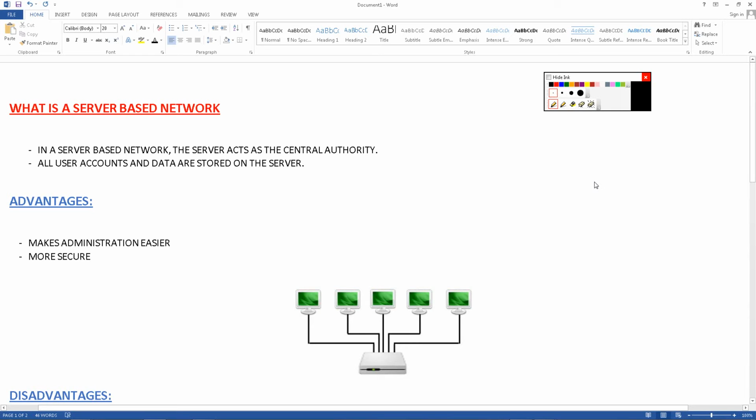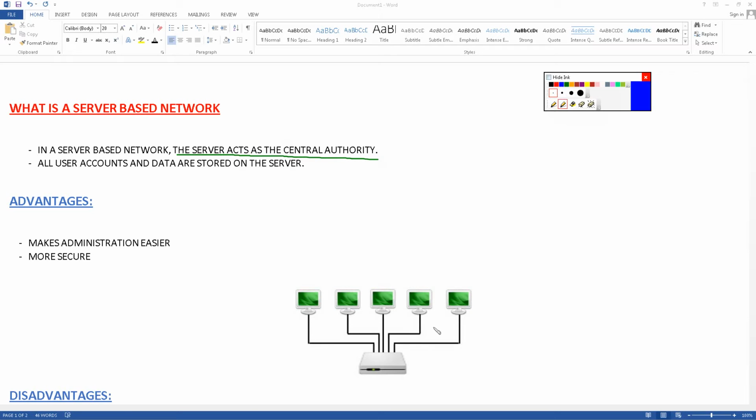Hi guys, in this video we will look at what a server-based network is. Now in the previous video we covered a peer-to-peer network, so let's get started with what a server-based network essentially is. In a server-based network, the server acts as the central authority for the network.